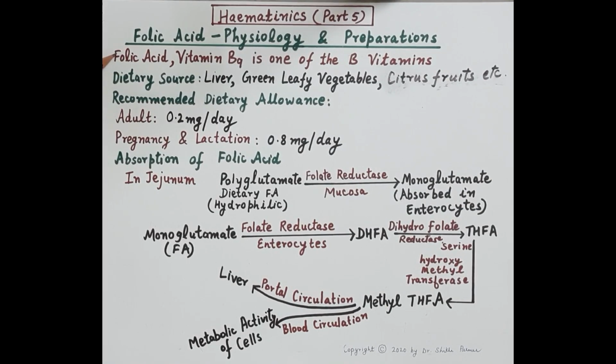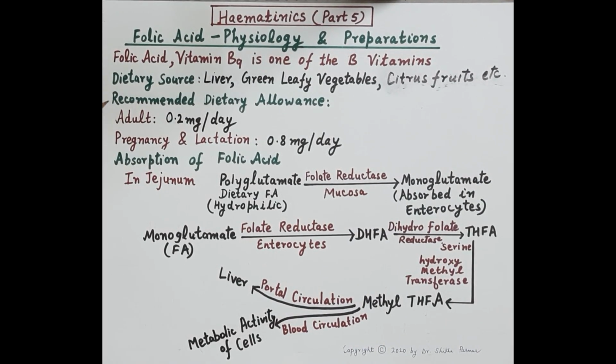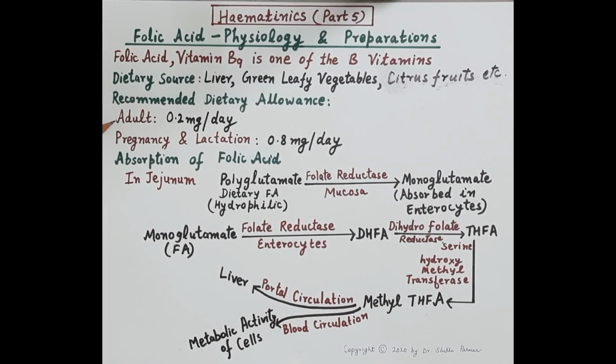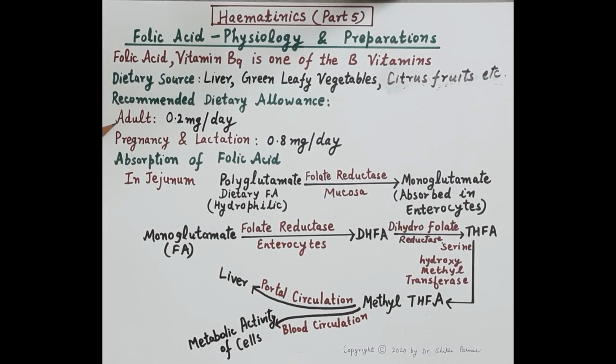It is vitamin B9, that is one of the B vitamins. When we talk about the dietary sources, folic acid is obtained from liver, green leafy vegetables, citrus fruits, fortified grains and cereals. Now as per RDA, that is the recommended dietary allowance, adults require 0.2 milligram of folic acid per day, whereas during pregnancy and lactation the requirement is 0.8 milligrams per day.